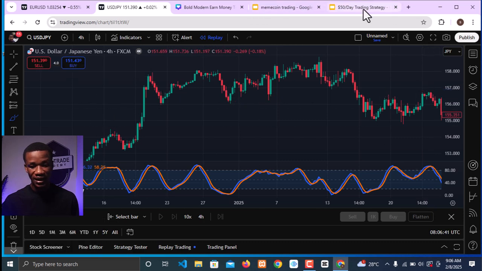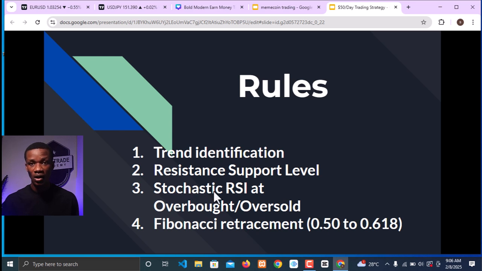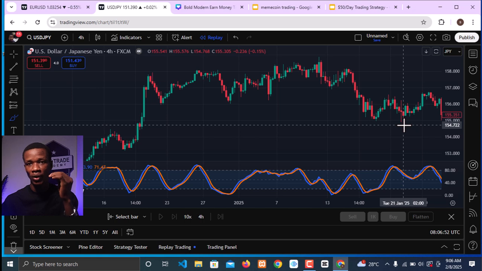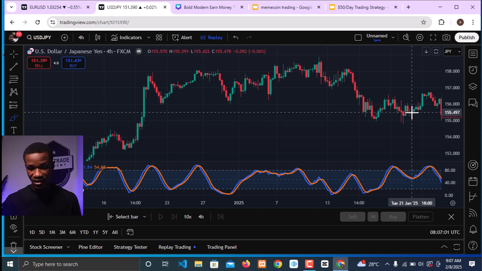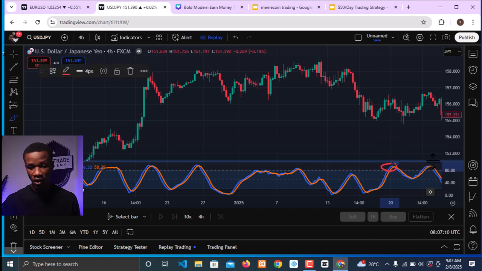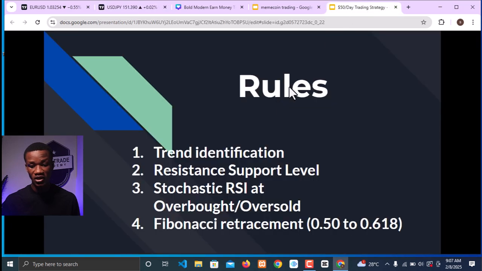Then the third one is stochastic RSI at overbought or oversold. Since the market is coming back down, we want to ensure that the stochastic is at overbought condition. Market is overbought, which means market is going to come back down very, very soon. And if you look at this very point, that is what we see, market at overbought condition right here, and also at overbought at this very point as well. So what we want to see right here is the next rule, which is Fibonacci retracement between the 0.50 and the 0.618 on the Fibonacci retracement tool.